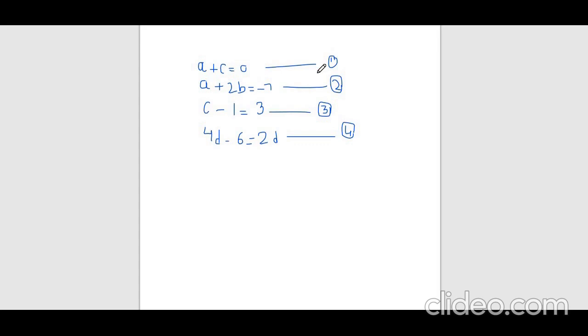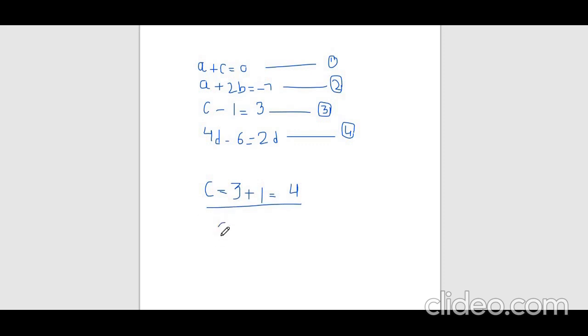From equation 1, we have A plus C equals 0. A and C both are unknown, so we can't do anything from this equation. Let's move to equation 2, A and B. There are also 2 unknowns, we can't do anything from this equation. C minus 1 equals 3. From equation 3, 1 is constant, 3 is constant, only C is unknown. So we can find the value of C from this equation, which is C equals 3 plus 1 equals 4. Now we get C equals 4.